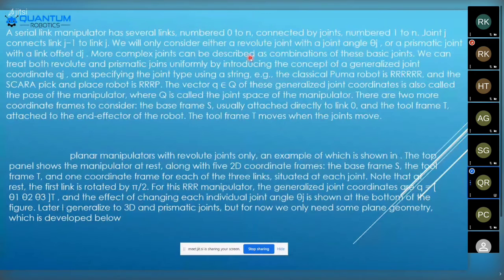And the serial link manipulator has several links numbered 0 to n, connected by the joints numbered 1 to n, where joint j connects link j-1 and link j. Here, previously, we connected the links from the starting point to the ending point, and we have different types of links.